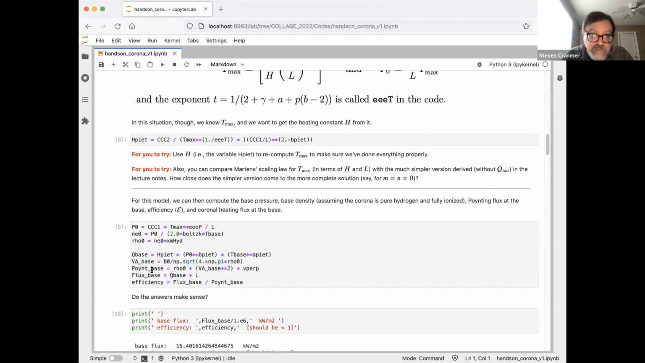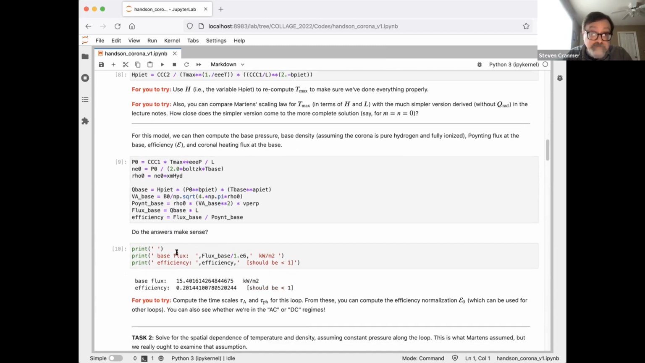We can compute the Alfvén speed, the Poynting flux, now that we know all these things at the base of the corona. And we can compute the actual energy flux that goes into the coronal heating by taking the heating rate and multiplying it by the loop length. And we can compare that with the Poynting flux, right? This efficiency we talked about last time is just that heating rate flux divided by the Poynting flux. And we can see if the answers make sense.